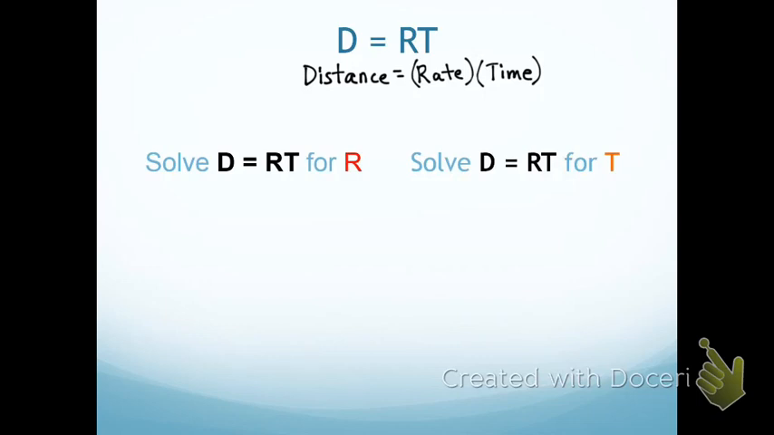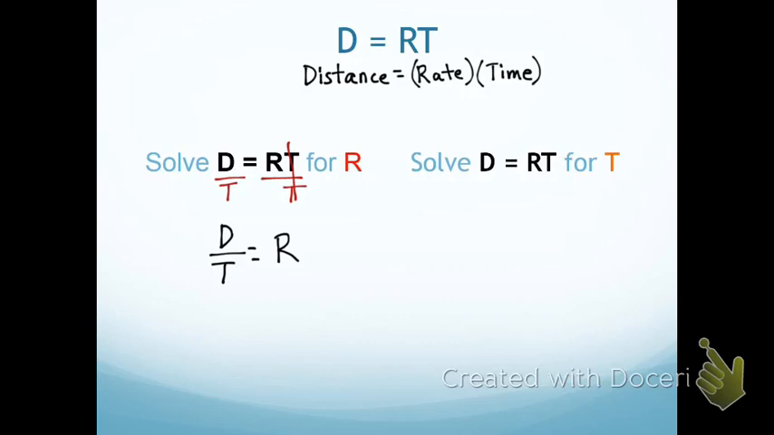So on the left side it says solve D equals RT for R. The reason why you would want to solve for R is if they tell you the distance and they tell you the time and they ask you to figure out what your rate is. So the way you would solve for it is I would notice that R is on the right side of my equal sign and it's being multiplied by time. So I would divide both sides by t and you'd get d over t equals R, which really means your distance divided by how long you're going is equal to the speed that you're traveling.